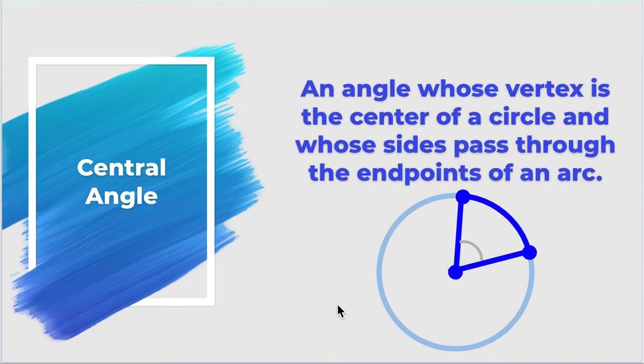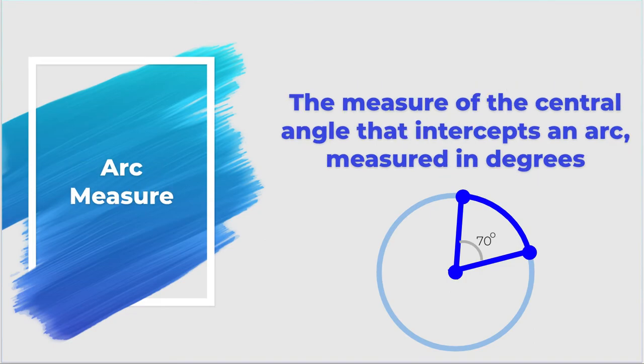And this definition closely relates to the next definition, which is arc measure. We can measure the angle of an arc, the measurement of a central angle that intersects the arc, measured in degrees. So we measure arcs by the amount of degrees they are. This situation would say from this point to that point, that is a 70-degree arc. It takes up 70 degrees of a circle.